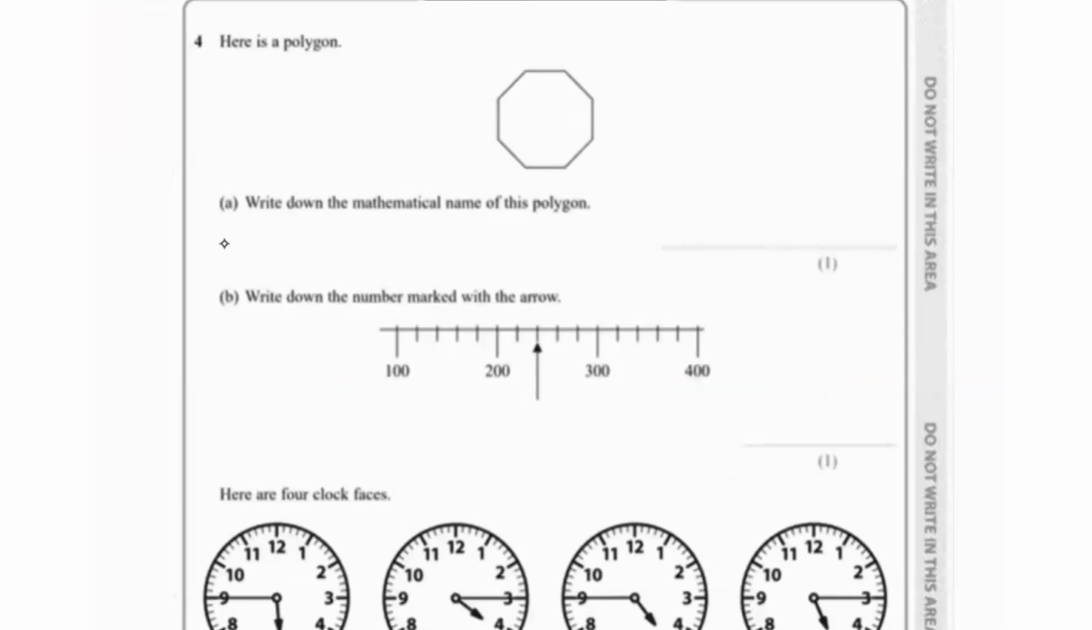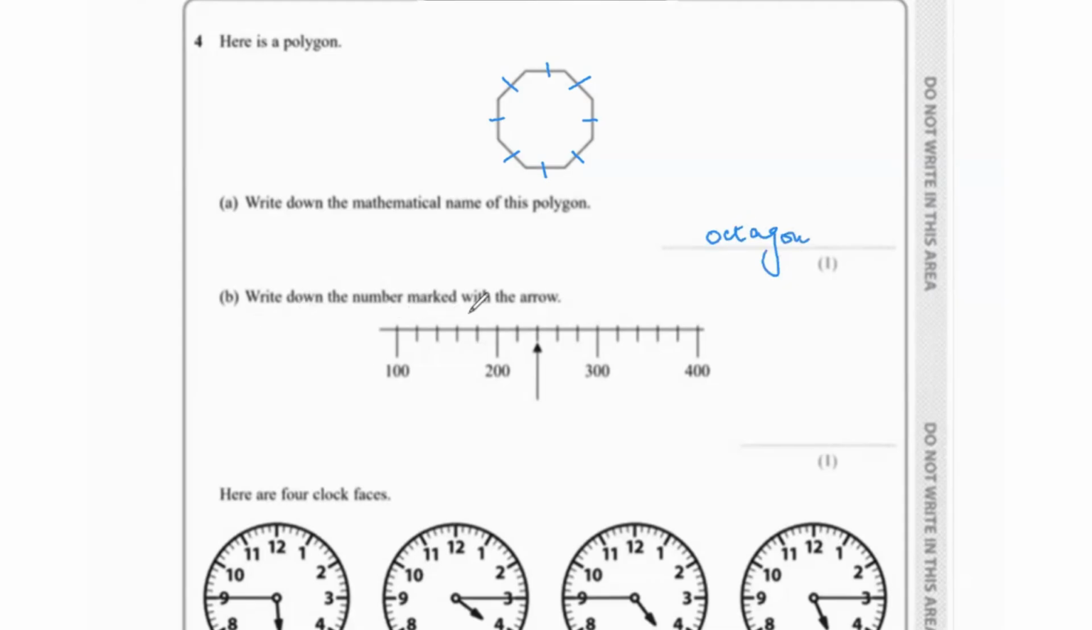Then question 4 says, here's a polygon. Write down the mathematical name of this polygon. So let's count the number of sides of the polygon. There are 1, 2, 3, 4, 5, 6, 7, 8. 8 sides mean an octagon.